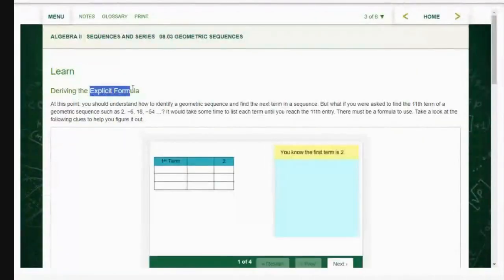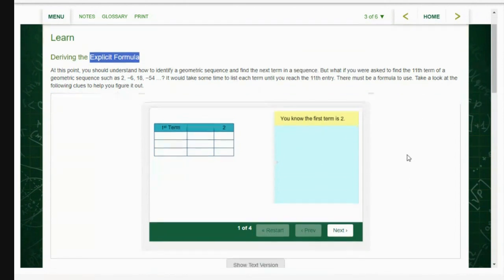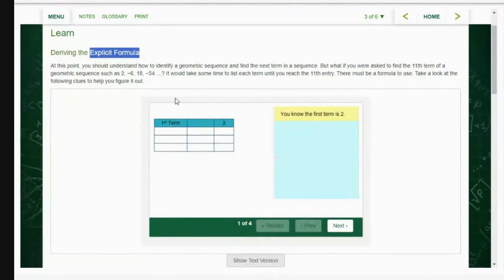Deriving the explicit formula. The explicit one's the one we want, where we can jump straight to the 37th term without having to know the 36th term. All right, so at this point, we know how to identify a geometric sequence, and we can find the one after it, right? We just multiply by the common ratio.